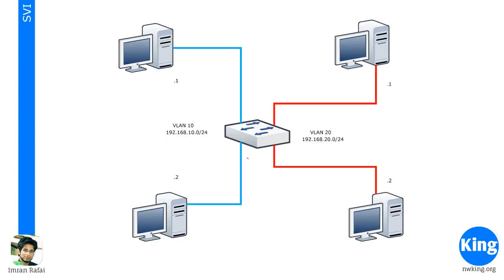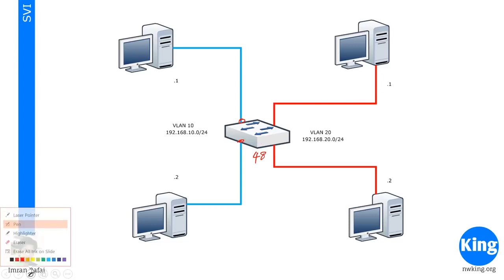Now, what is SVI? We're coming to SVI, so just bear with me for a minute. Typically in an office, you wouldn't have two different switches because Cisco switches are expensive. So you would have one switch, normally a 24 port or a 48 port switch. Let's assume this is a 48 port switch. What we would do is create different VLANs.